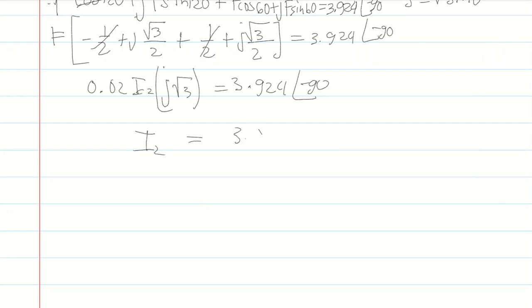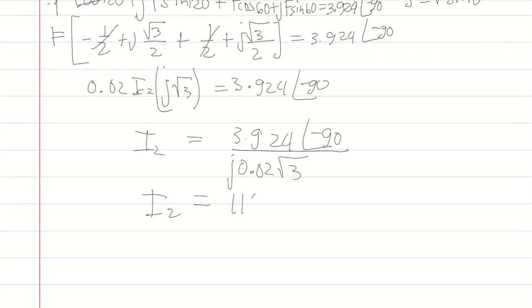This is 3.924 angle negative 90 divided by 0.02, j square root of 3, or this one is equal to positive 90. So if we do this one, I2 will be equal to 113.28 angle negative 180 degrees, or negative 180 is just equal to 0 degrees. So I2 is just equal to 113.28 amps.